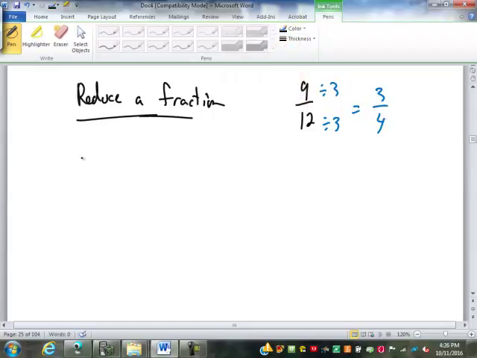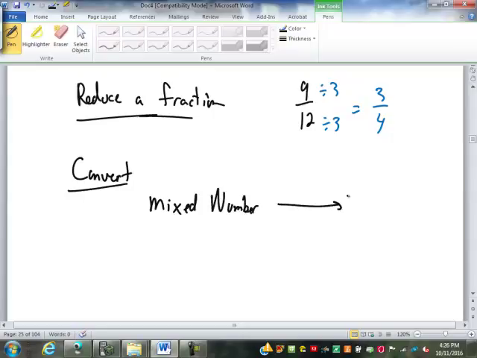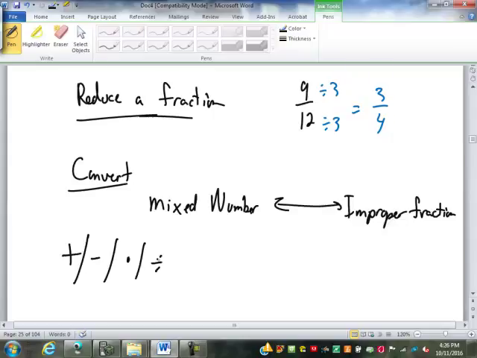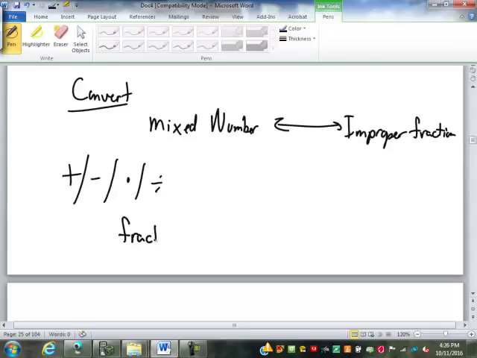You'll need to be able to convert from a mixed number to an improper fraction, and back again, which is something we've done quite a bit today in our problem solving. You'll need to be able to add, subtract, multiply, and divide fractions and mixed numbers.